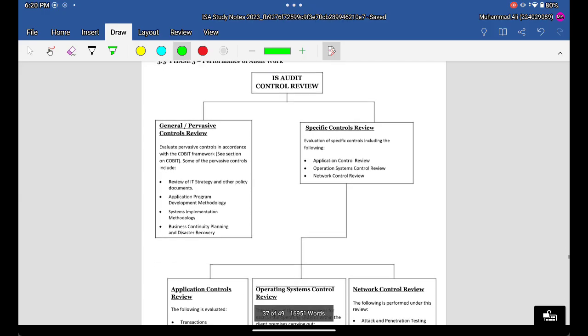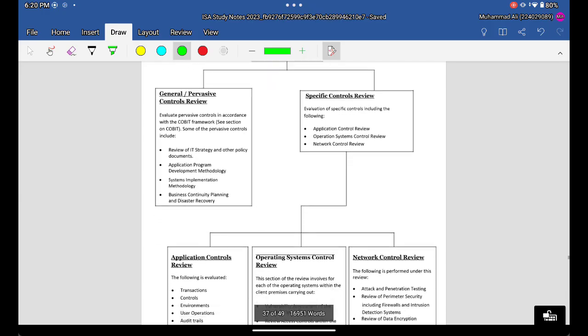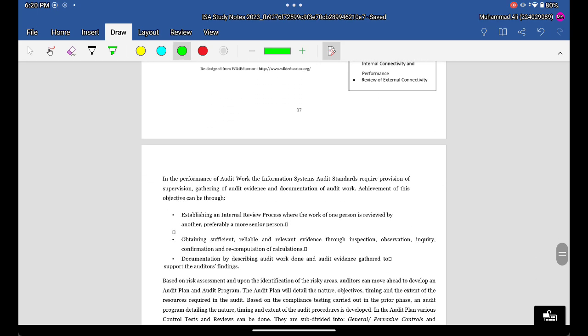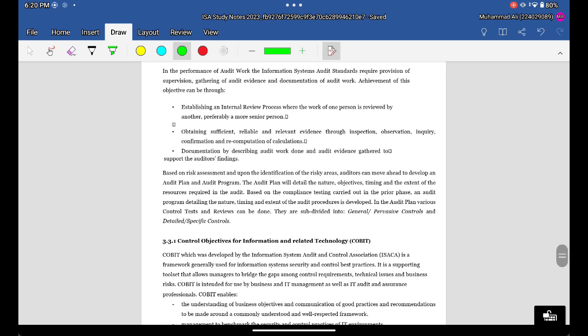Now, 3.3, phase 3, performance of audit work. We discussed all these just now. When you're performing audit work, you need to do supervision. Why? When an auditor does audit work, he needs to be supervised, because at the end of the day, you have to make sure he's been doing the things that are correct, right?